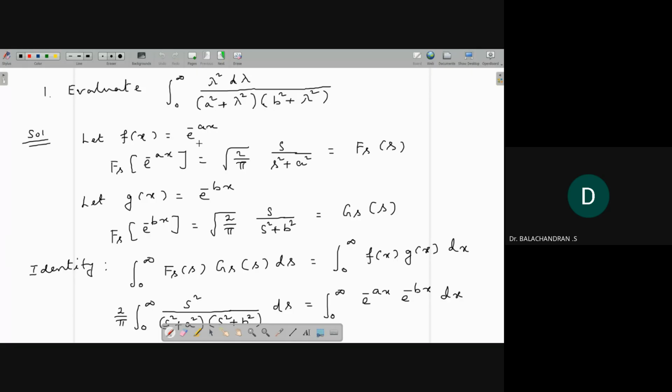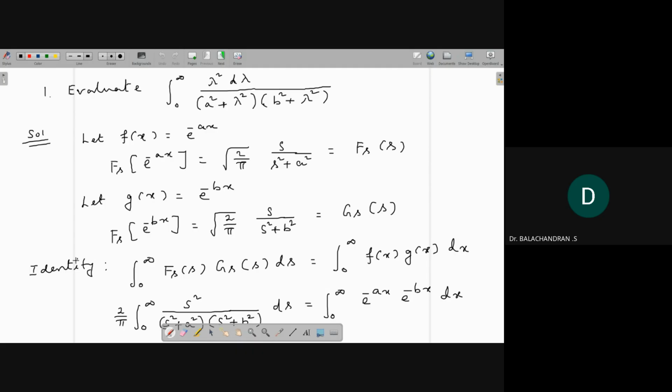That's why take f of x equal to e power minus ax, and g of x equal to e power minus bx. The Fourier sine transform of e power minus ax is, we know, root 2 by pi into s by (s square plus a square), which is equal to fs of s. Similarly, the Fourier sine transform of e power minus bx is root 2 by pi into s by (s square plus b square), which is equal to gs of s.